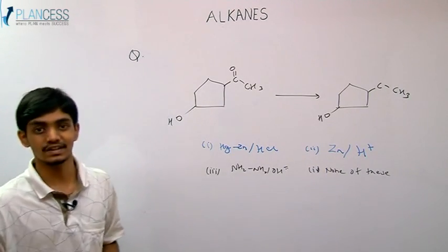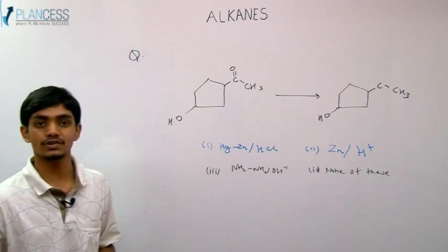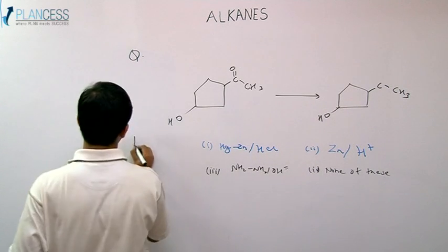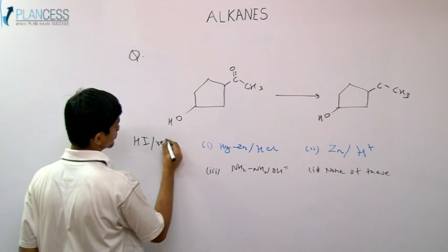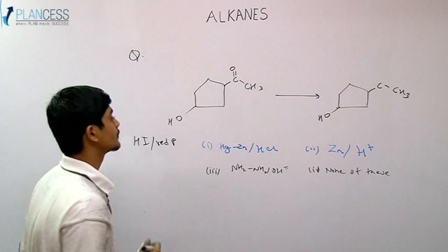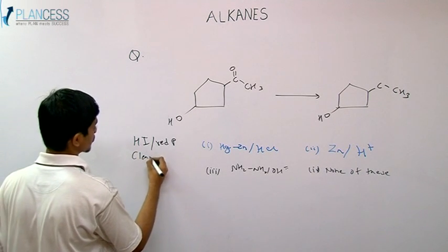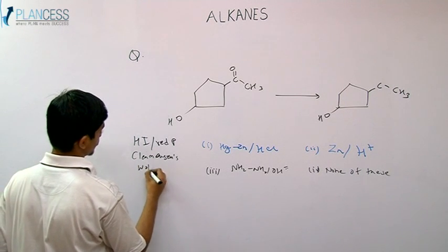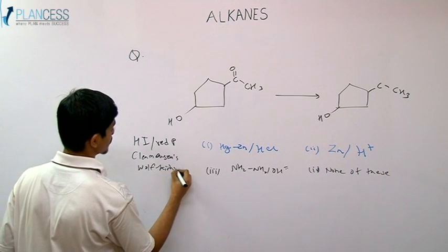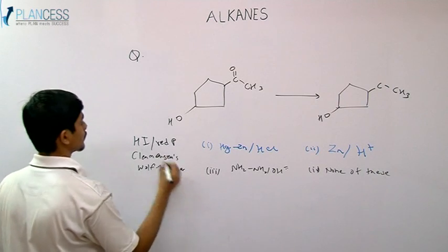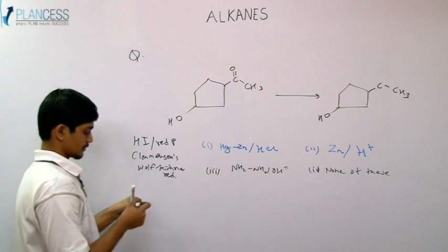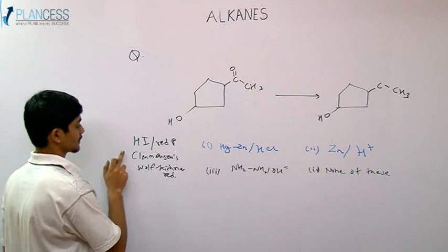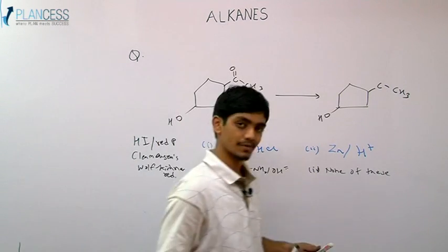So what are the reagents that are available for us for doing the reduction reaction of a carbonyl compound to an alkane? So let us see. First we have HI and red phosphorus, that converts. Next we have Clemmensen reduction, then we have Wolff-Kishner reduction. Now out of these three, HI and red phosphorus is not present in these options, but Clemmensen and Wolff-Kishner reduction are present in the options.